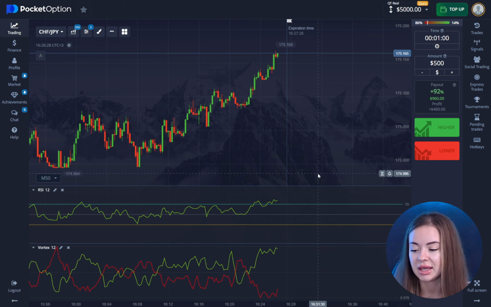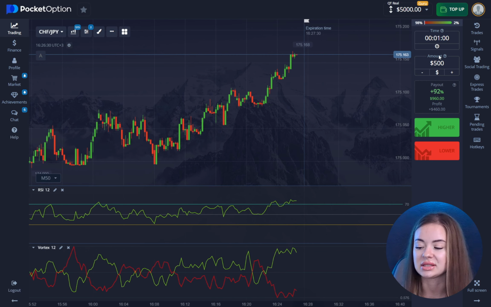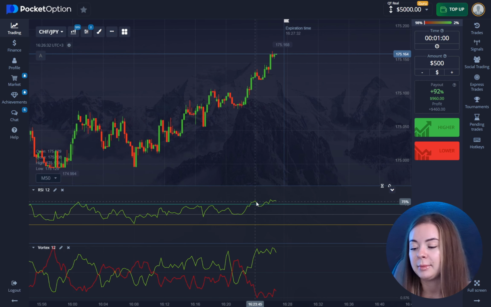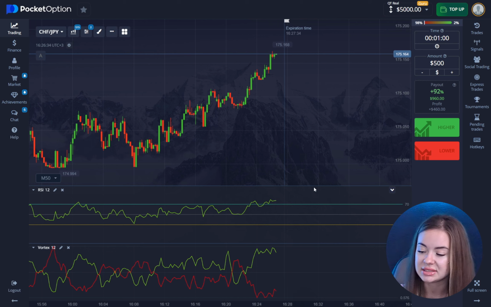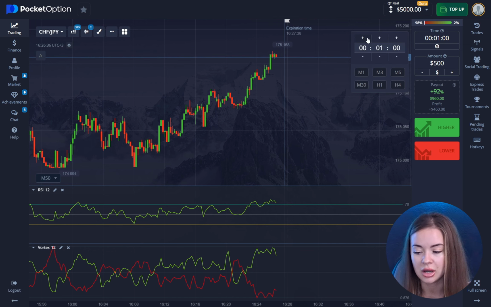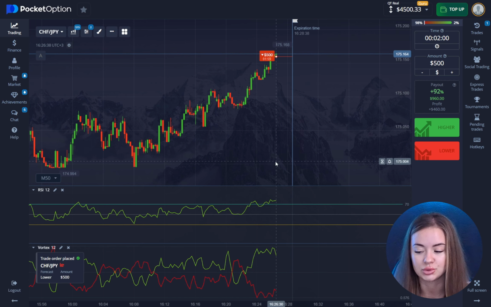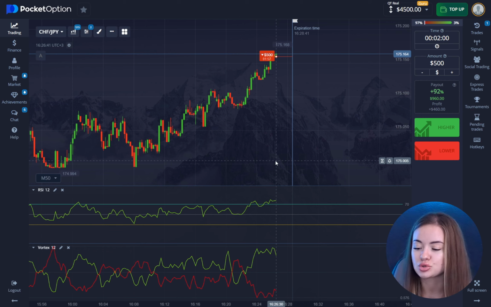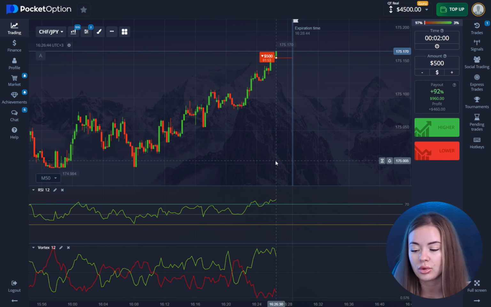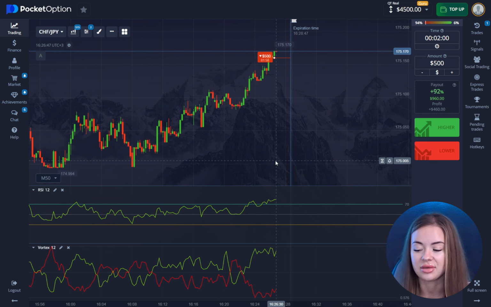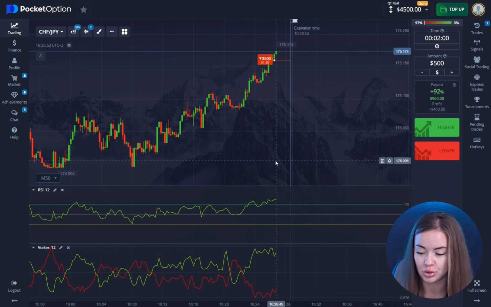Now let's conduct a quick analysis. We see that the RSI value is in the overbought zone, meaning above 70, indicating a possible downward price reversal soon. The Vortex indicator shows the plus and minus lines starting to converge, also signaling that the upward movement is weakening. I open a down trade for $500.